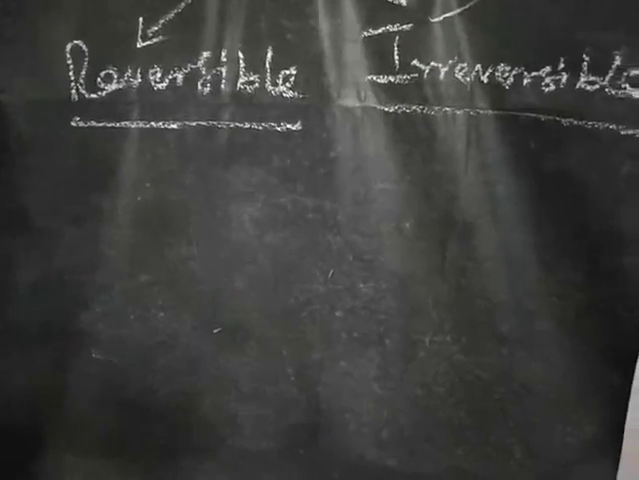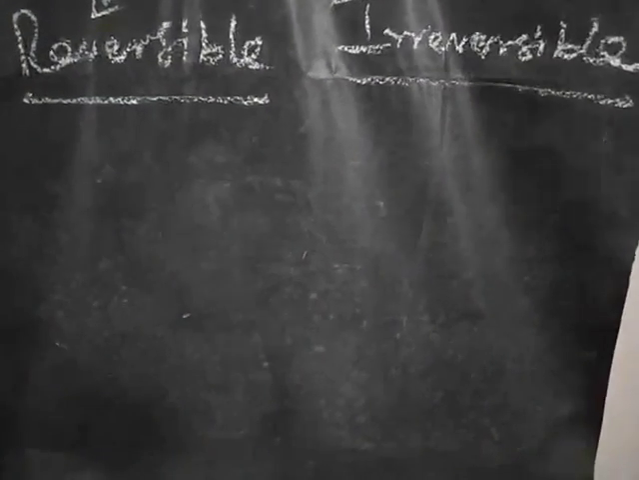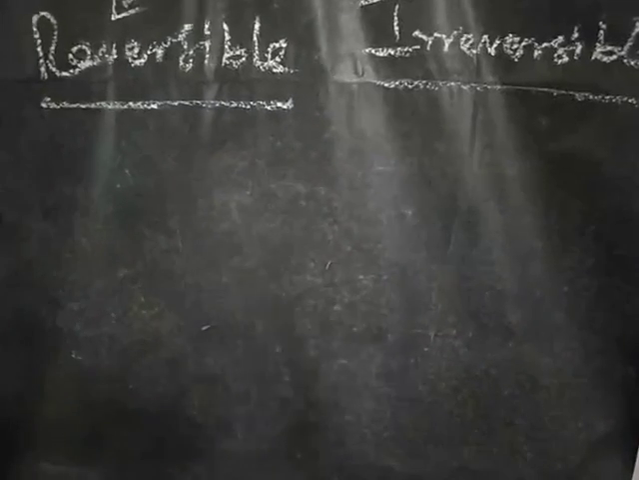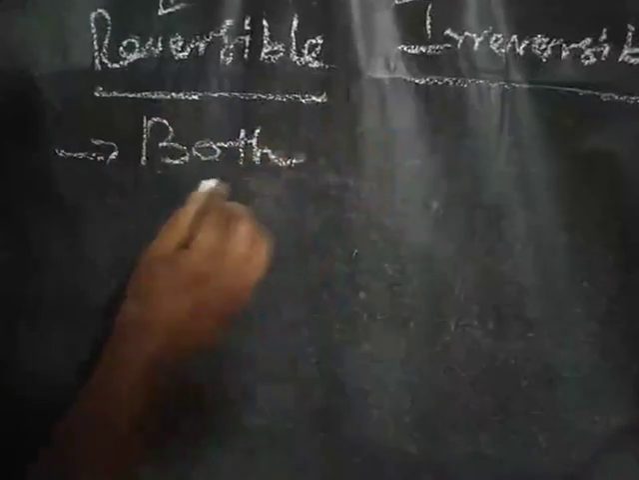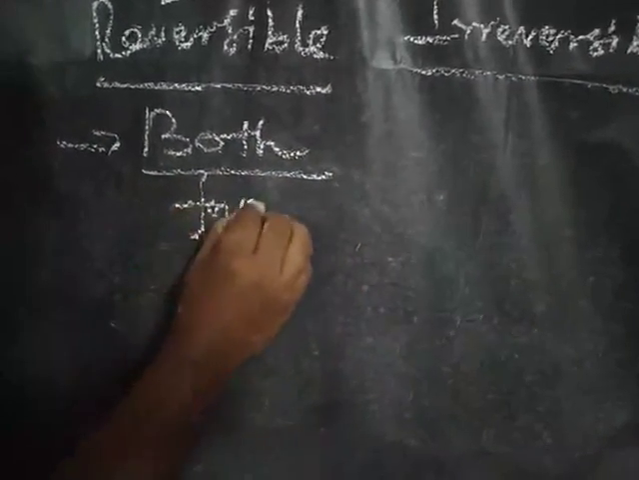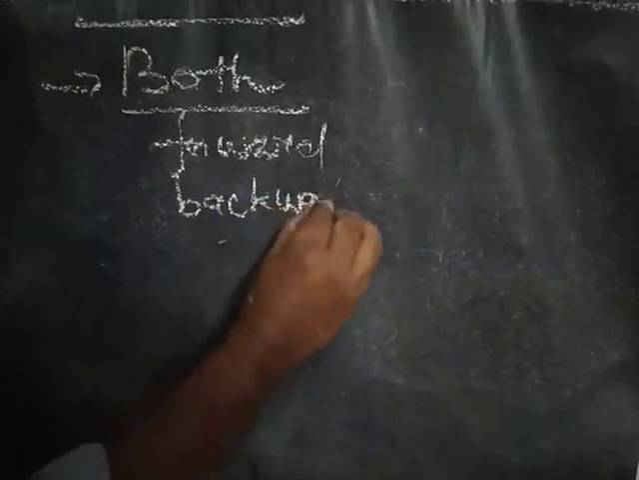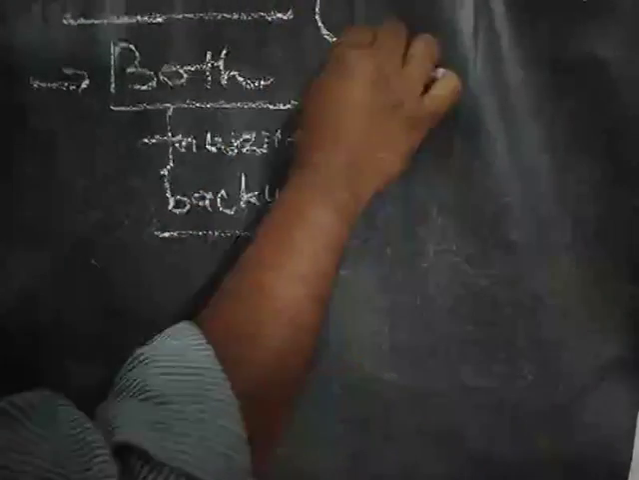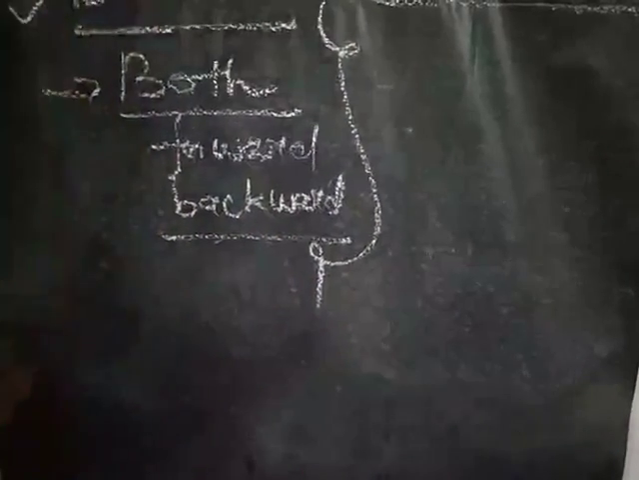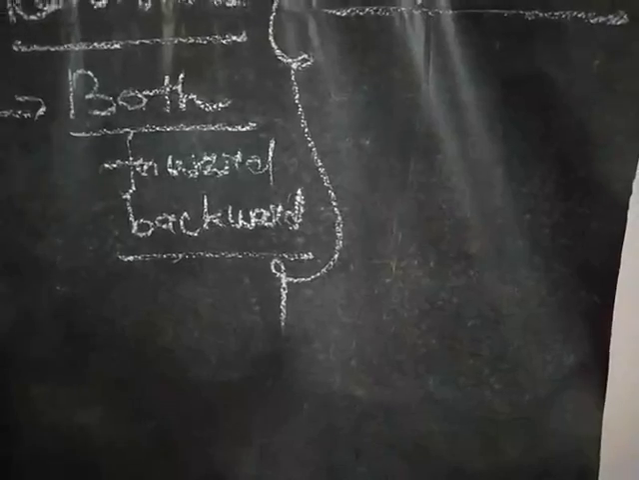A reversible reaction is a reaction in which the products can be converted back into the reactants. So in reversible reactions, both forward and backward reactions will happen. In irreversible chemical reactions, only the forward reaction will happen, not the backward reaction.